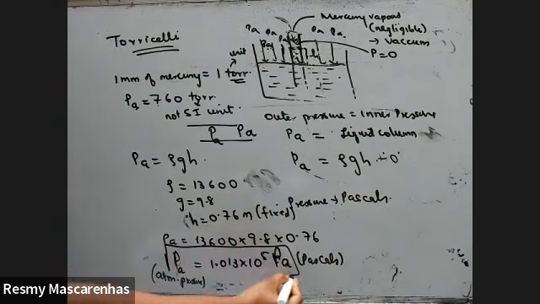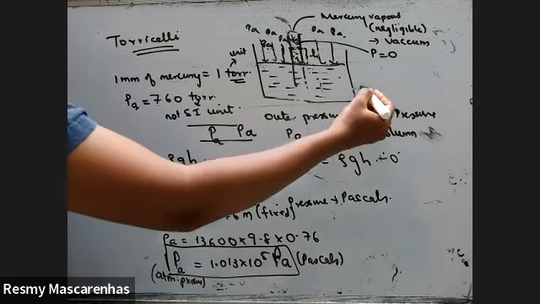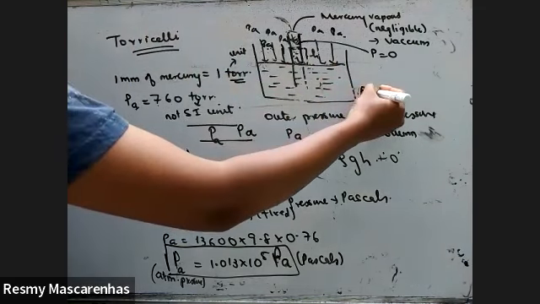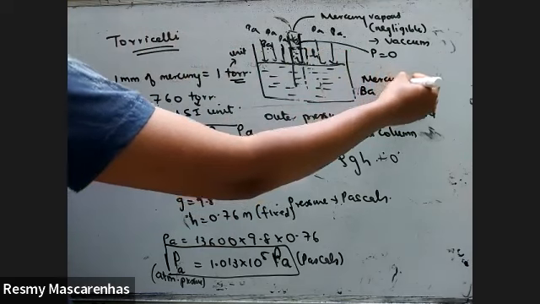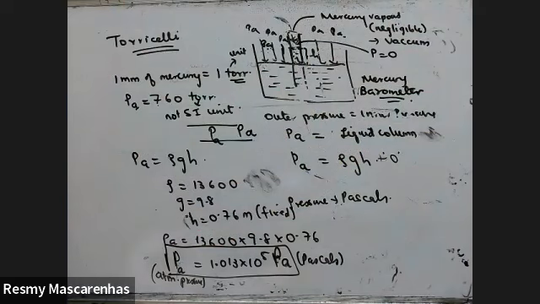So atmospheric pressure is always equal to 1.013 into 10 raised to 5 Pascal. And this system was based on the barometer. Use this mercury barometer. How much is the atmospheric pressure? 1.013 into 10 raised to 5. Who derived this? Torricelli.